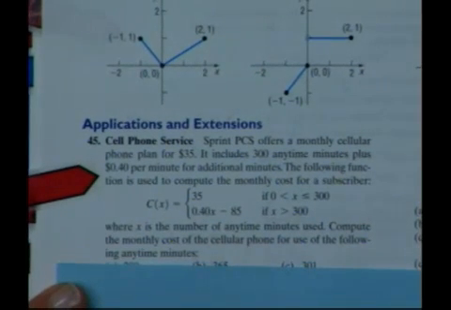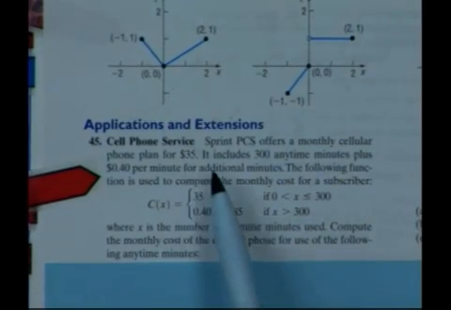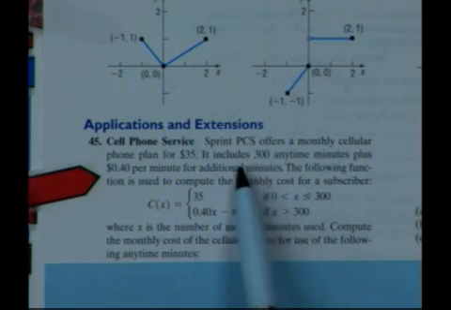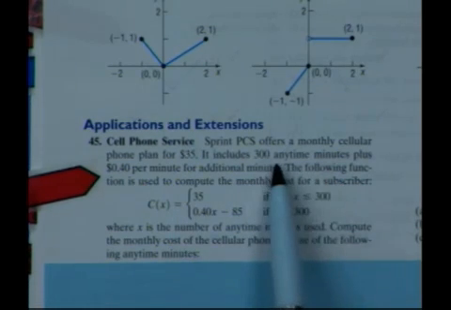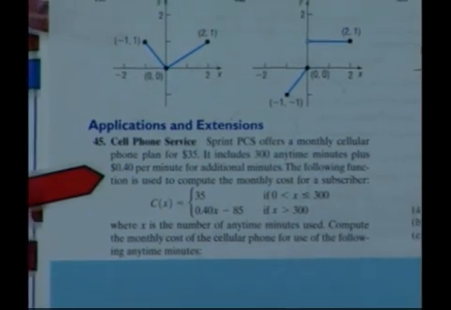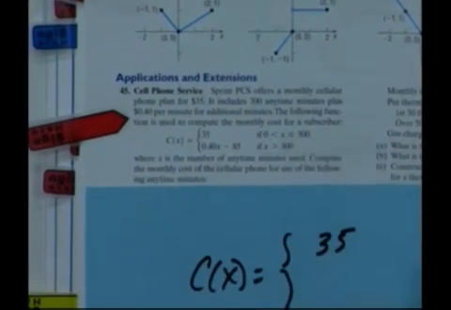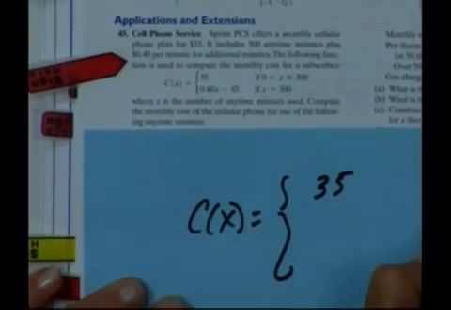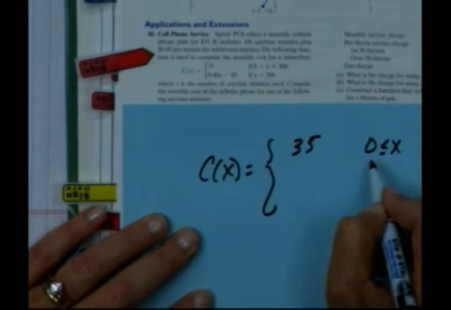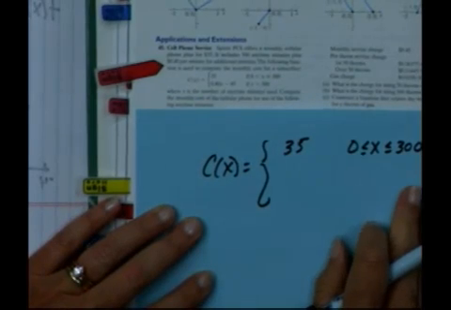C of x. This is the cost, and it tells us that it is a flat $35 as long as your minutes don't go over 300. So the first part of this is pretty easy. It's $35, x represents minutes, as long as x is including 0, which means you didn't use your phone at all that month, or you go up to exactly 300 minutes.